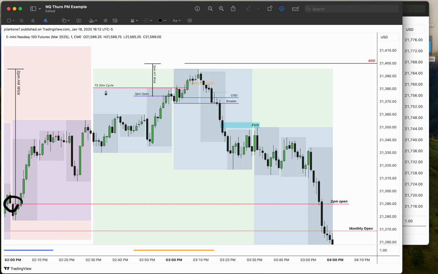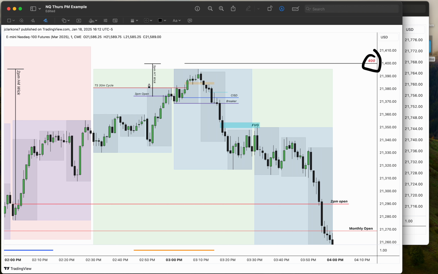We're taking out cycle highs. We don't really see anything. 90-minute highs here, intact. We get up here, 3 p.m. opens, and we move higher. We're above 3 p.m., we're above 2 p.m. I'm only looking for a short, only. And we're at the 400 level.